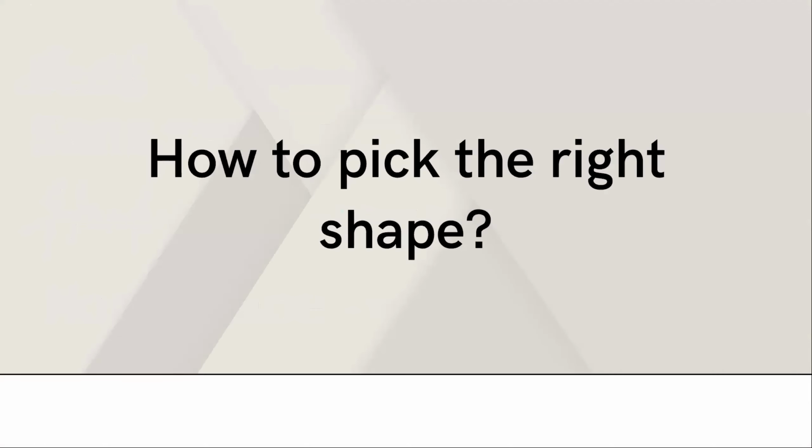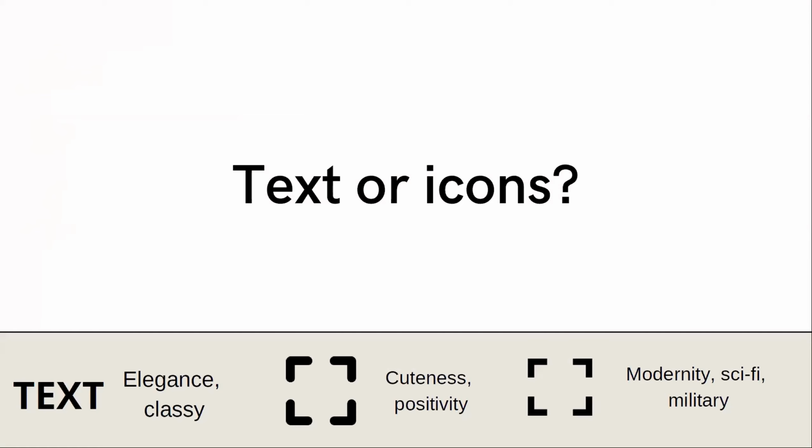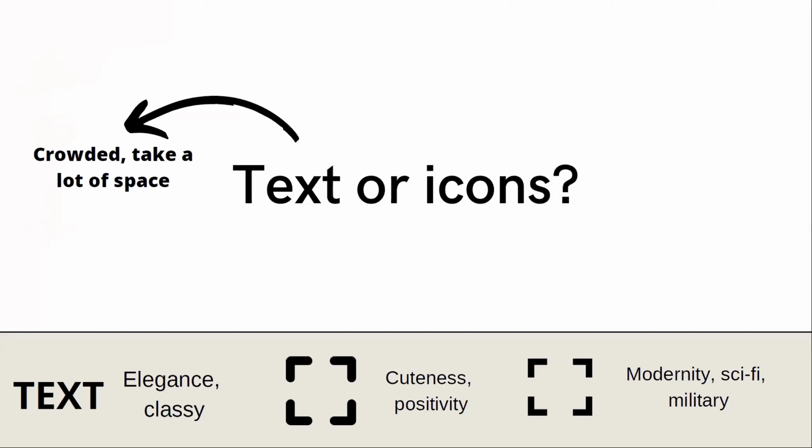Then we are going to talk about shape. How do we pick the right shape? So one question you probably ask yourself if you are doing your own UI is, do I use text or icons for the buttons? And both have good points and bad points. Texts are very readable, but they are crowded. Usually they take a lot of space and you have to be careful if you want to translate your game, as they can take more or less space in another language.